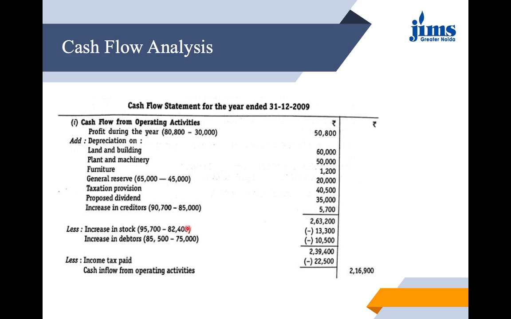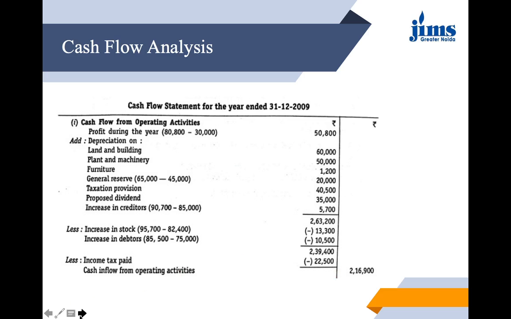Finally, it is 2,63,200. Then we need to subtract the other current assets and liabilities. Have a look. We need to add increase in current assets and decrease in current liabilities. So in this case, we do have two items, that is increase in stock and increase in debtors. So we will subtract that and obtain the amount, and finally we can subtract the amount of income tax paid and obtain the inflow from operating activities, that is 2,16,900.